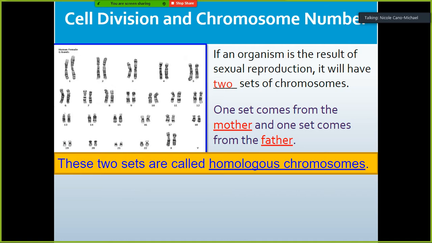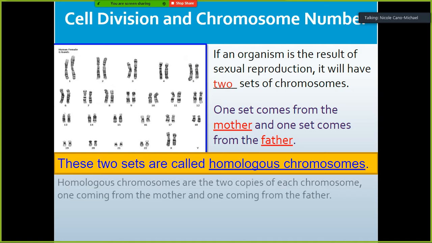These matching sets are what we call homologous chromosomes. Remember, that prefix homo means same. So when I have a homologous chromosome, I have 2 copies of the same chromosome. One came from mom, one came from dad.